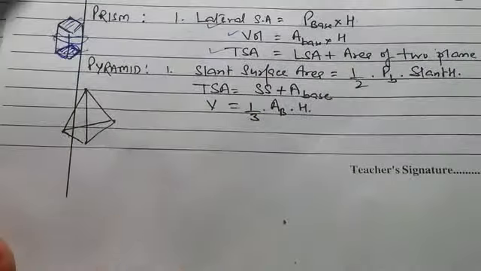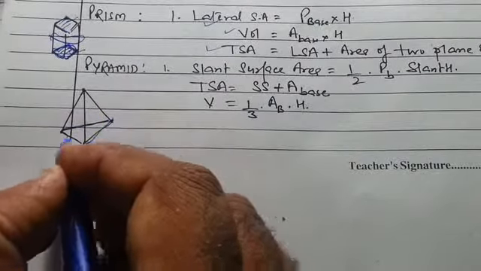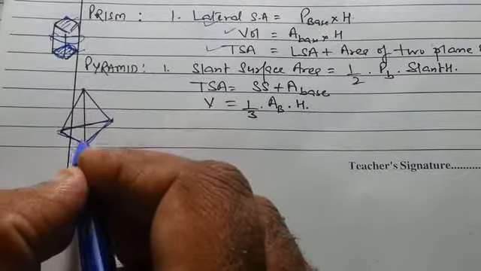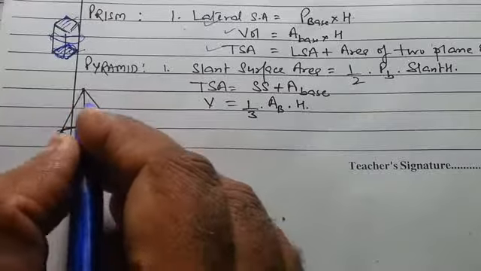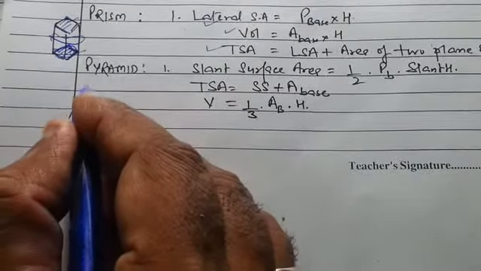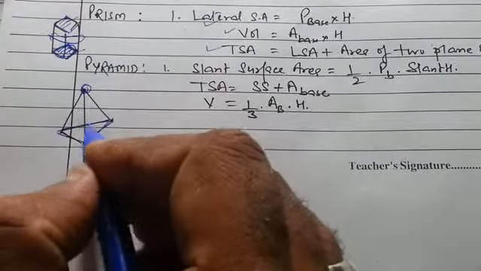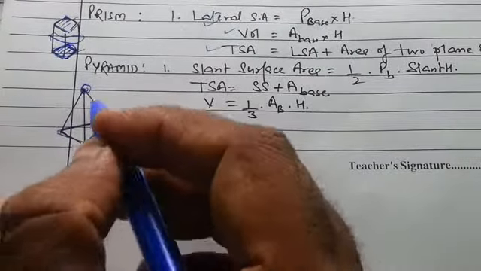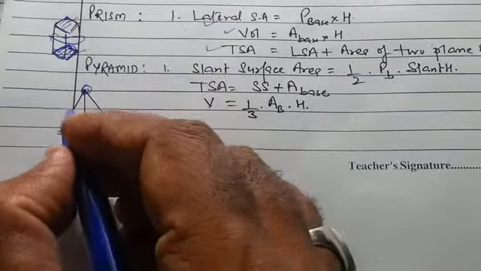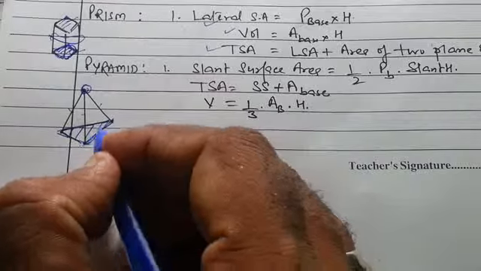Now comes the pyramid. So what is the pyramid shape? We are having a certain base. It can be a triangle, a rectangle, it can be any, and all these edges are coming to a particular vertex, right? So this is a pyramid. You have seen the pyramids of Egypt. So we'll be having a slant surface area and a total surface area, that means including this base also.